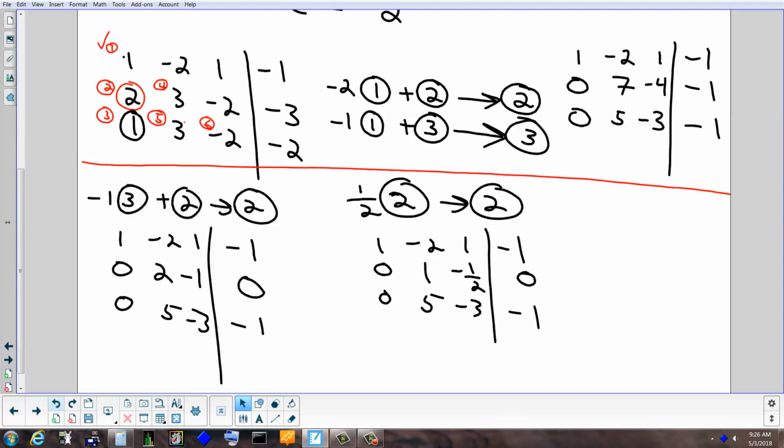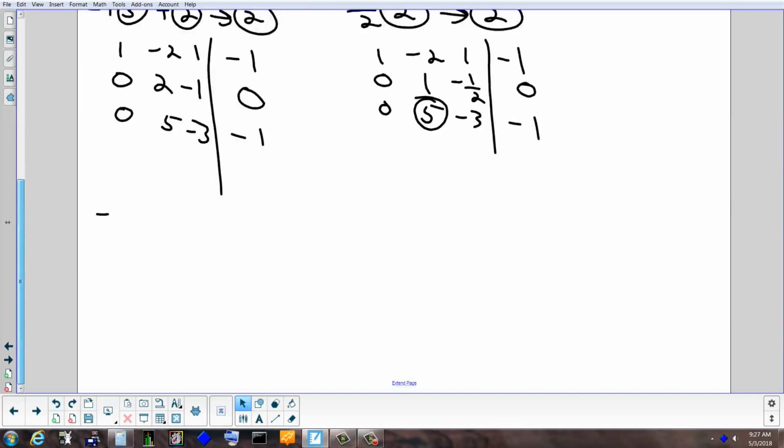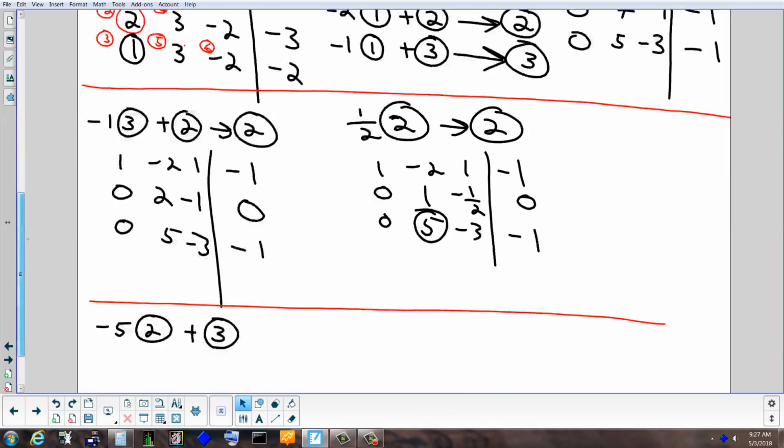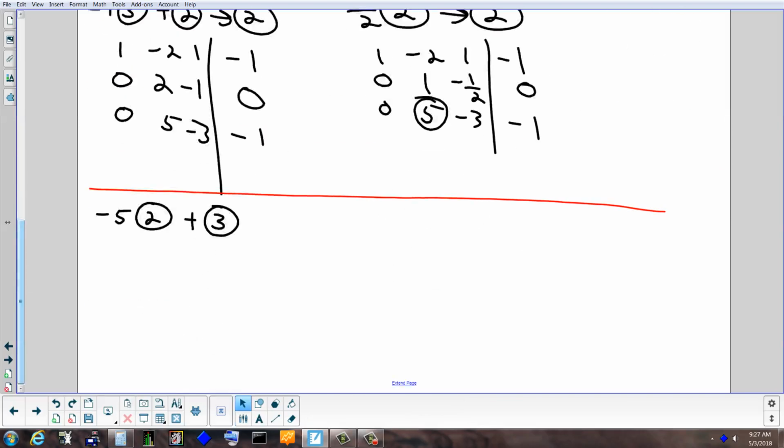So now we've got the 1, we've got the 0, we've got the 0, we've got the 1. I want to get a 0 right there. But because I have a 1 above it, it should be pretty easy to figure out what to multiply row 2 by. What would you multiply row 2 by to make a 0 in the spot I circled? Yeah, -5. So we're going to do -5 times the second row. We're going to add it to the third row. And we're going to replace what's in the third row right now.